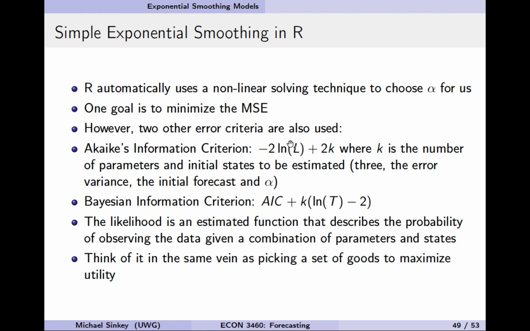We have minus 2 times the log, this is what's called a log likelihood function, plus 2k, where the likelihood is an estimated function that describes the probability of observing our data given a combination of parameters. So the parameter in this model is alpha.